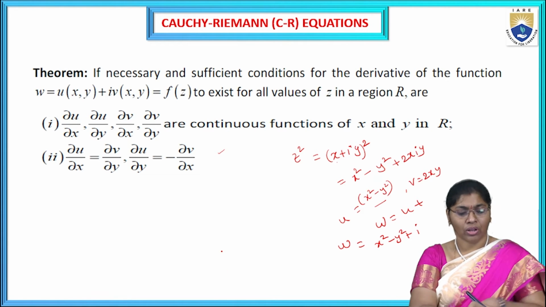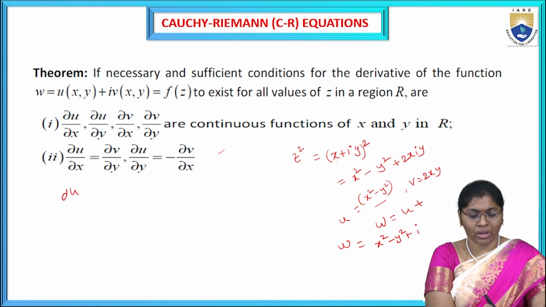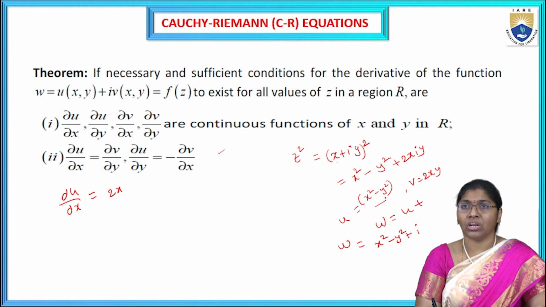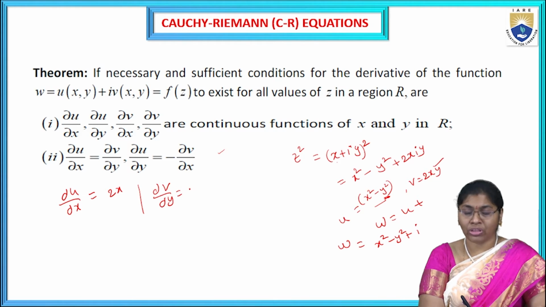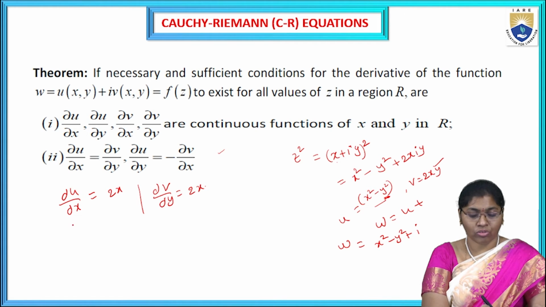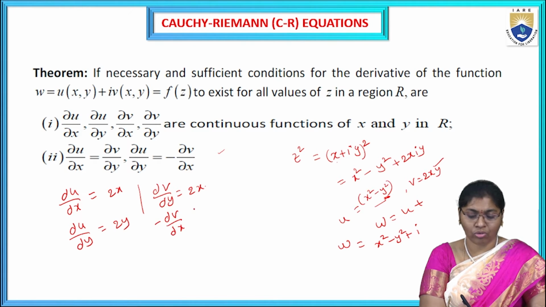Now differentiation: ∂u/∂x. The derivative of x square is 2x, and y square is treated as a constant in partial differentiation. Then ∂v/∂y: with respect to y, y is 1 and 2x is constant, so it is 2x. Next, ∂u/∂y is minus 2y, and ∂v/∂x is 2y, so minus ∂v/∂x is minus 2y.